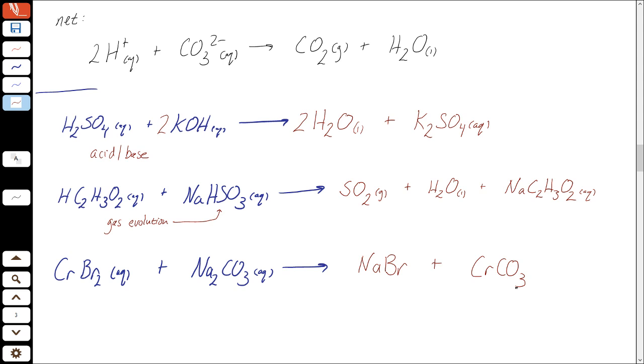So are either one of those insoluble? Yeah, the chromium carbonate is. Carbonate is one of those ions that is almost always insoluble unless it's with an alkali metal. So that's going to be our solid precipitate, and then we just need to balance the equation.